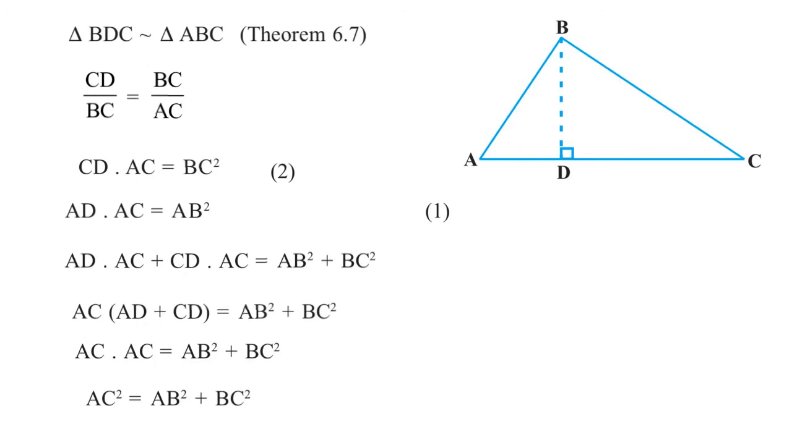And by the Pythagoras theorem, the square of the hypotenuse is equal to the sum of the squares of the two sides, and thus we have proved the Pythagoras theorem. So this is the Pythagoras theorem: AC squared equal to AB squared plus BC squared.